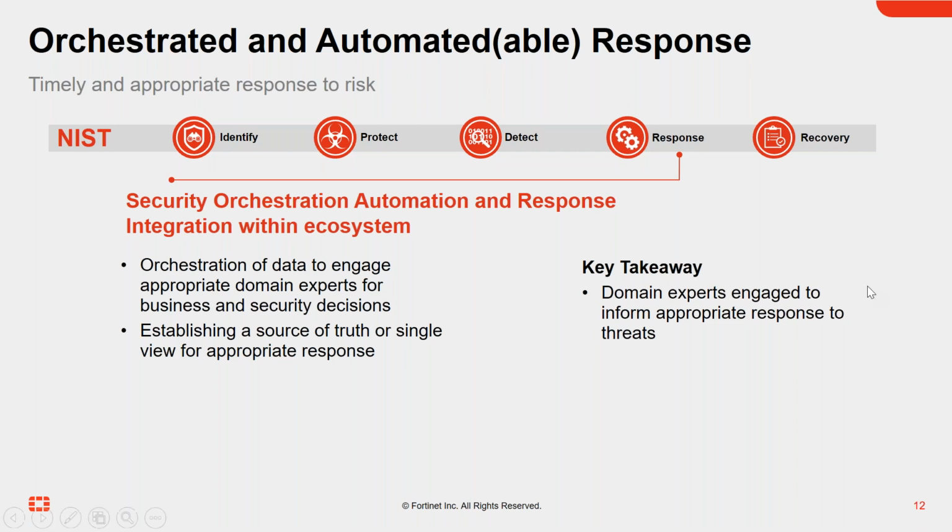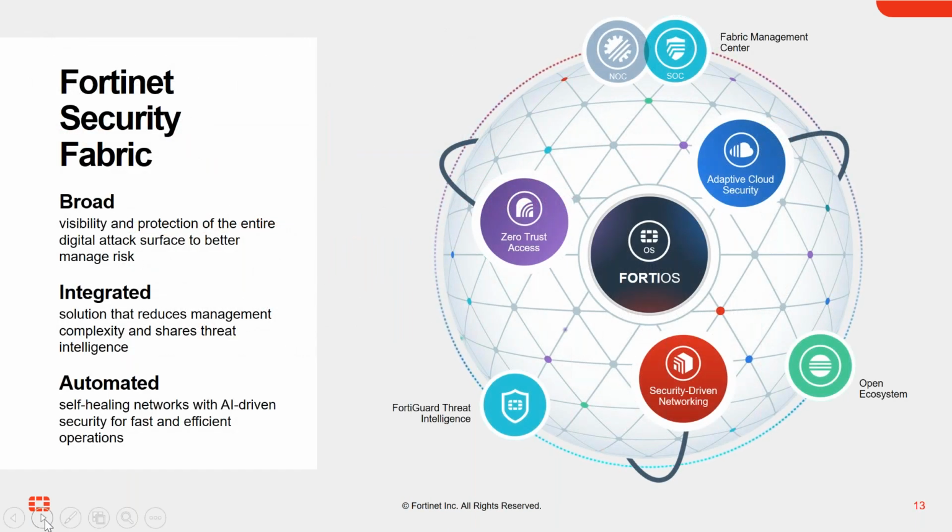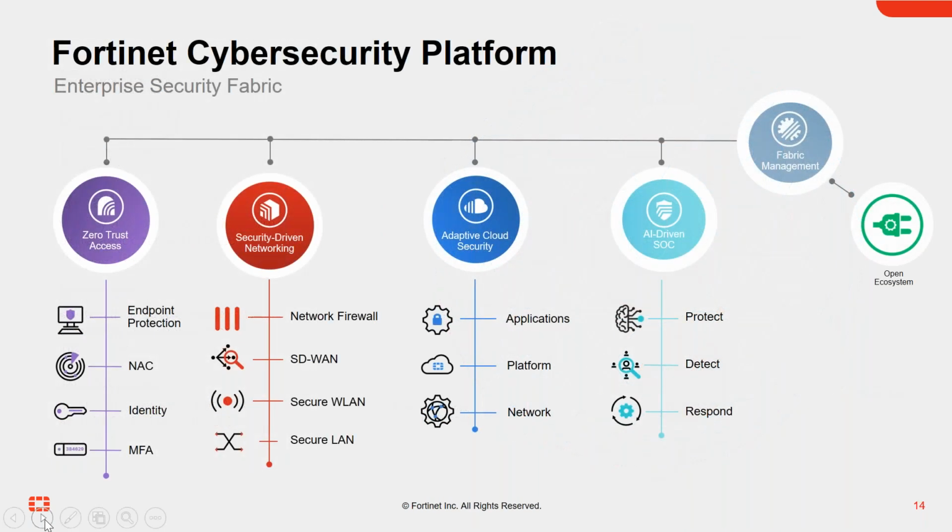Domain experts need to be engaged to have an appropriate and timely response to risk. So how do we pull this all together from the perspective of the Fortinet Security Fabric? The Fortinet Security Fabric allows us to have broad, integrated, and automated response to risk. And in the circumstance of OT, I like to use the automatable response. I'm going to talk about the pillars, but in the end, what I'm going to talk about the most is the AI-driven security operations and network operations.